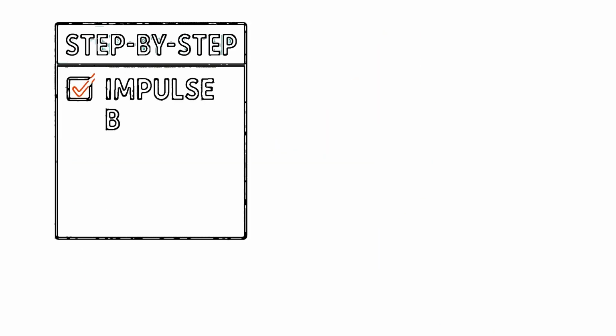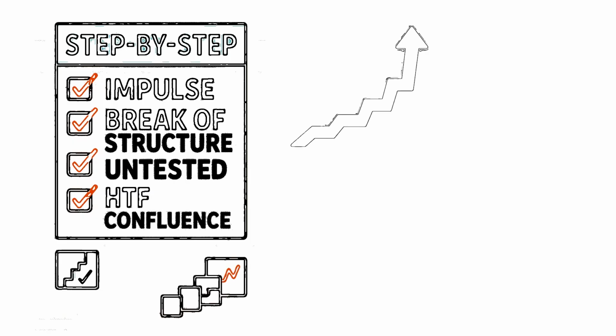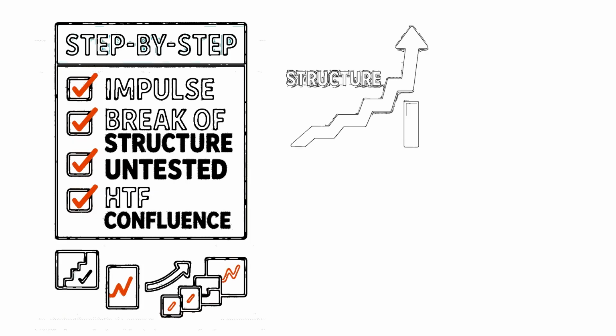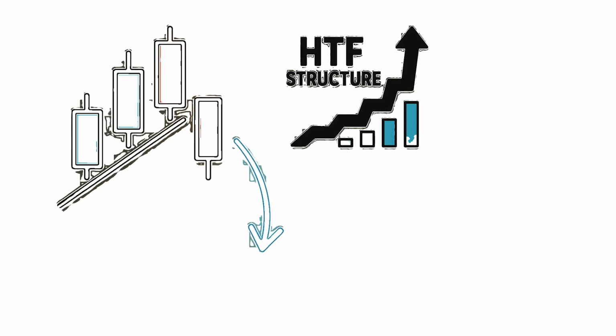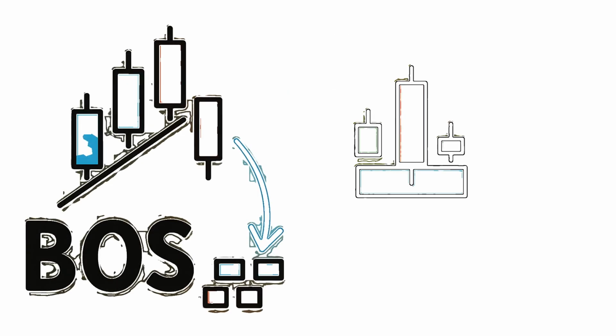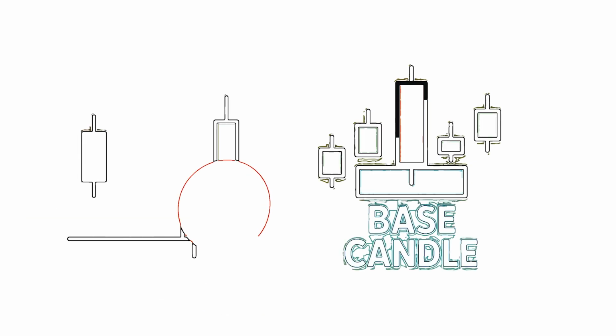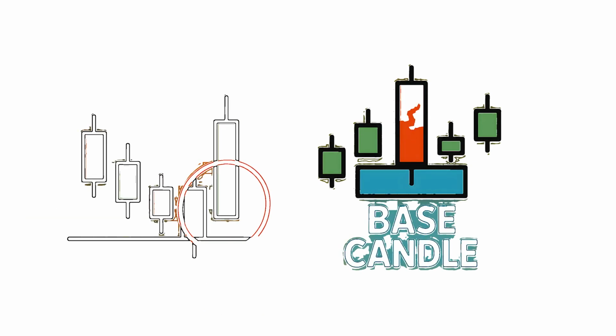Chapter 9, how to build a zone, step by step. Let's go practical now. Step 1, identify the higher time frame structure, trend direction. Step 2, wait for a break of structure. Step 3, identify the impulse move. Step 4, mark the origin of the impulse, the base candle. Step 5, wait for price to return.